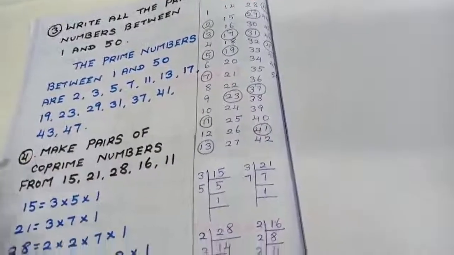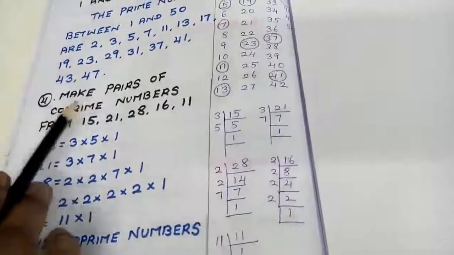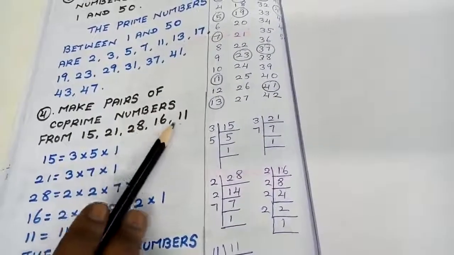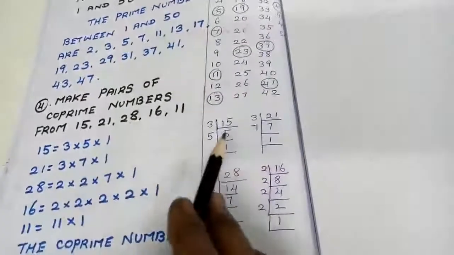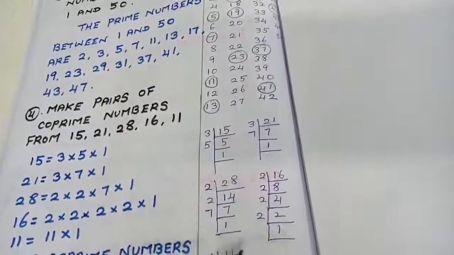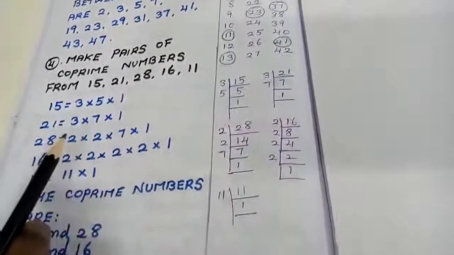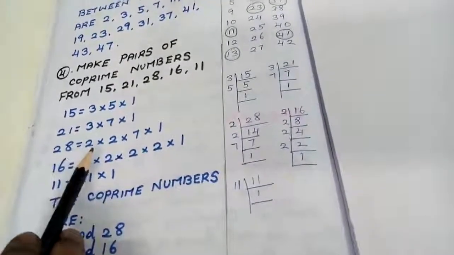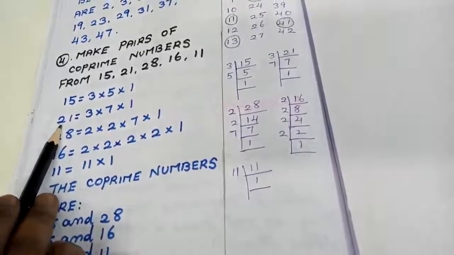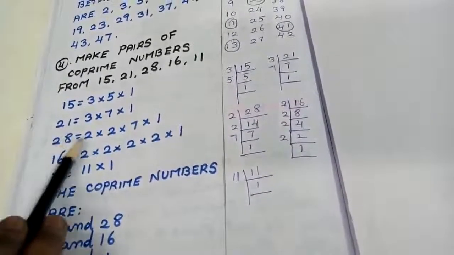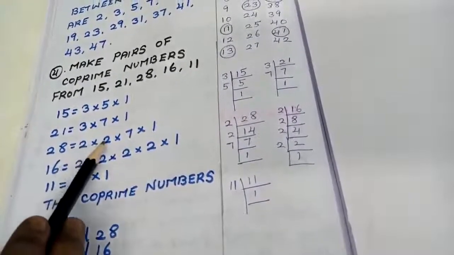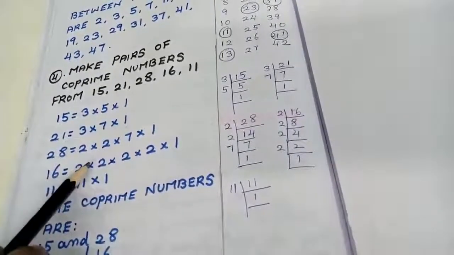The next one is, they are asking you to find the co-prime pairs, that is, make pairs of co-prime numbers from 15, 21, 28, 16 and 11. I am going to find the factors. What I am doing here is splitting the numbers as much as possible into factors. Even 21 can be written as 3 times 7, and 28 as 7 fours are 28, which is also correct, but that 4 is also split as 2 into 2. And if you check here, all the numbers are prime.